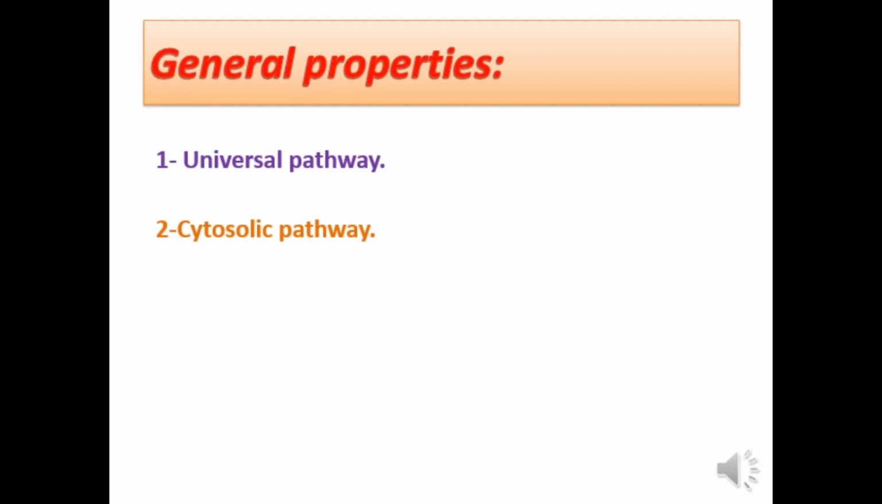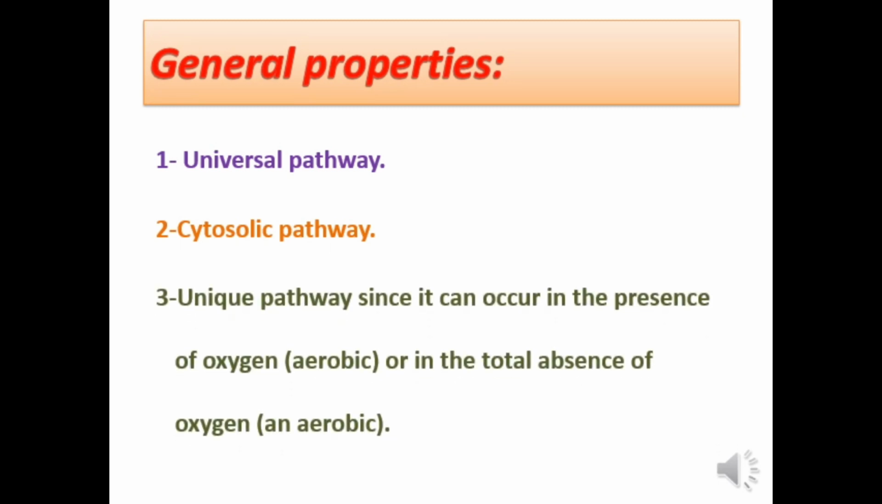لازم نعرف أي pathway in which compartment it occurs. Does it occur in the cytosol or in the mitochondria? حتى في الميتوكوندريا, does it occur in the inner mitochondrial membrane or in the matrix? It is a unique pathway since it can occur in the presence of oxygen, aerobic, or in the total absence of oxygen, anaerobic. Glycolysis فريدة في نوعها ممكن تحصل في وجود الأكسجين أقول عليها هوائية أو في عدم وجود الأكسجين لا هوائية. In both cases reactions are similar except in the end product and extent.